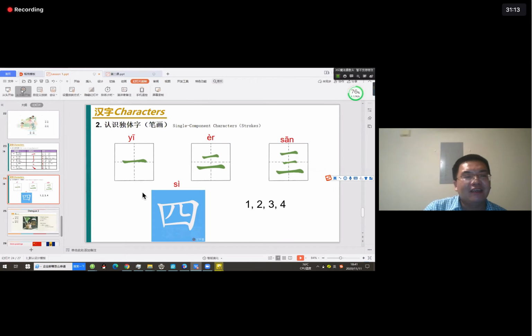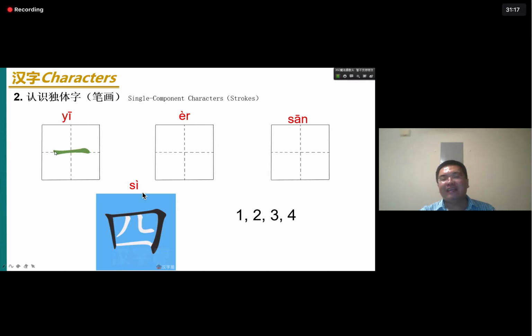See the PowerPoint. We can see how it is written. The first one is easy, just a horizontal line. The second one is 二. The third one, 三. The fourth one may be a little more difficult. 四, you can see the order of writing it. First this one, then this one. Then you write the inside, and last you close the door. It's like a room, you close the door. 一, 二, 三, 四.